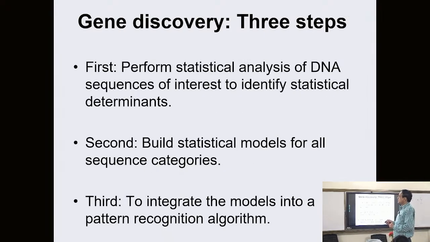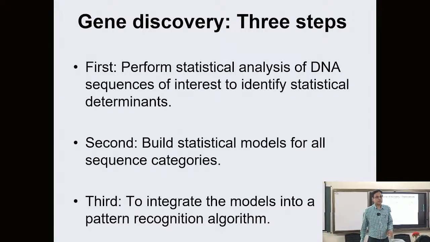So here are the 3 steps in identification of genes. The first step is to find statistical features that can discriminate between genes and non-coding sequences. Okay. So identify features that can help discriminate between protein coding sequences and non-coding sequences. This is the first step.